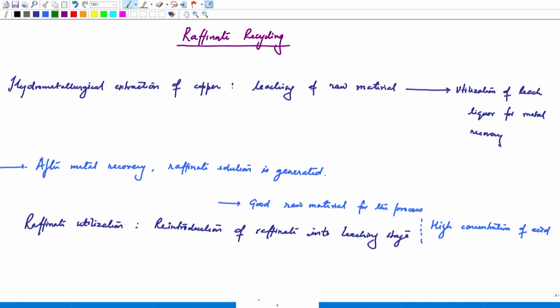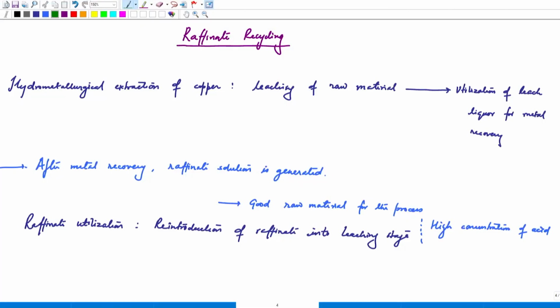We will now proceed to the next copper waste, which is basically generated in the copper industry. It is the raffinate recycling. Raffinates are solutions that are produced after the utilization of leach liquor. And of course, it is related to the solvent extraction process. So, hydrometallurgical extraction of copper is basically the leaching of raw material, and after that we have the utilization of leach liquor for metal recovery.